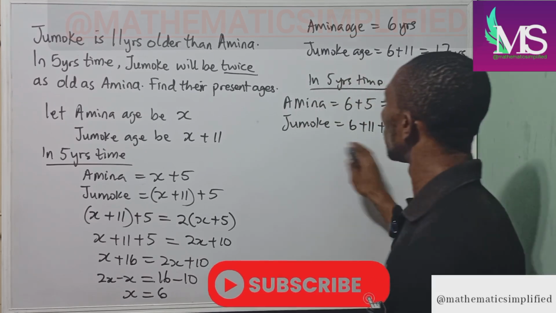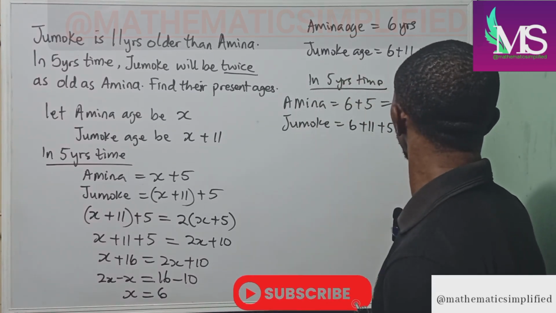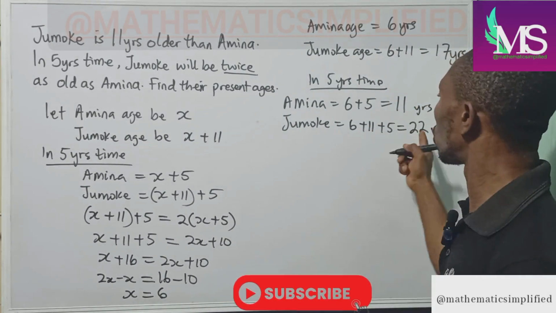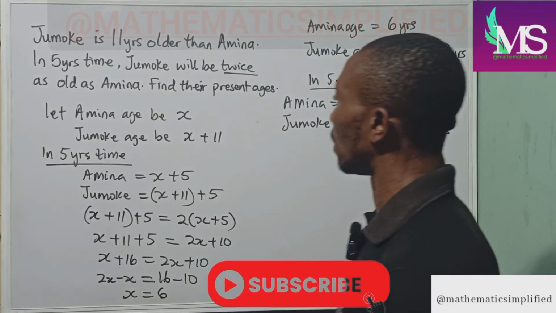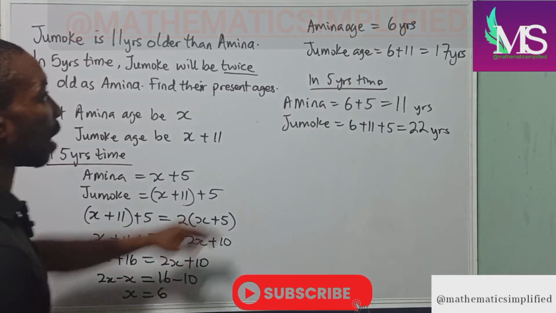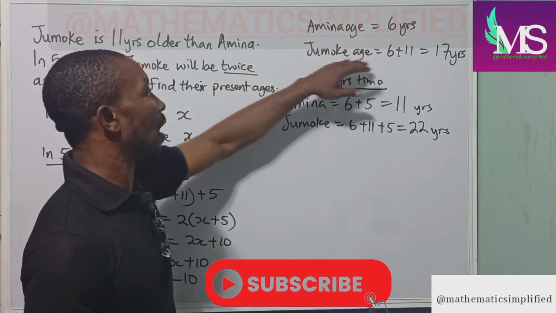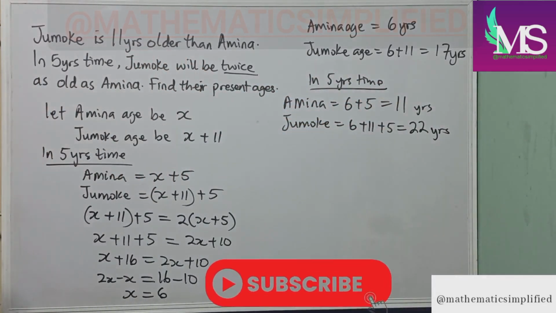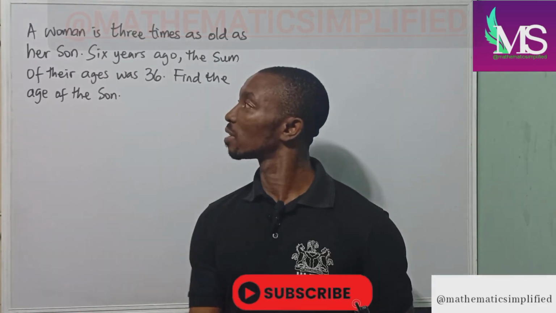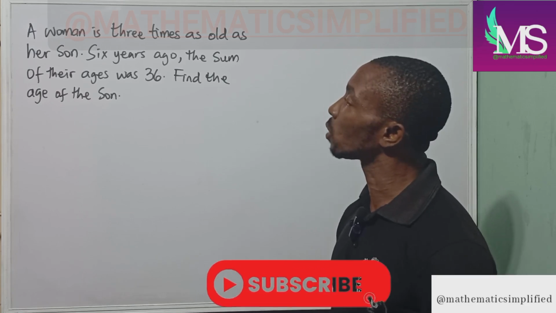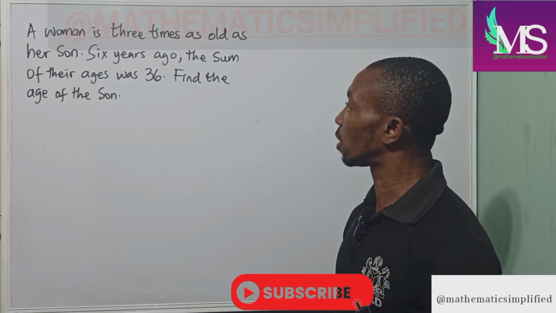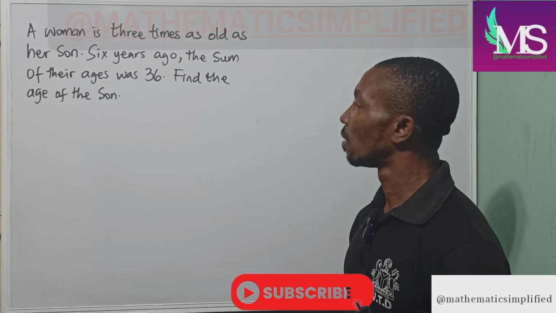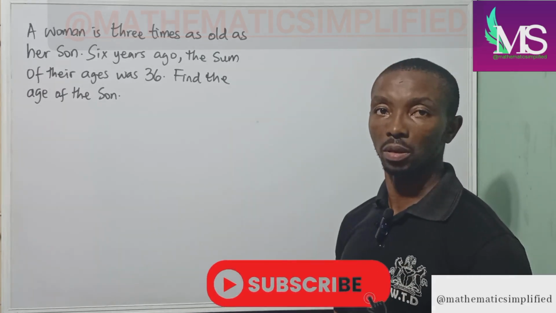So in 5 years time, Jumoke is 22 years and Amina is 11 years, which is twice as old as Amina's age. So our right answer for Amina's age is 6 years and Jumoke's age is 17 years at the present time. Our next question says, a woman is 3 times as old as her son. 6 years ago, the sum of their ages was 36. Find the age of the son.